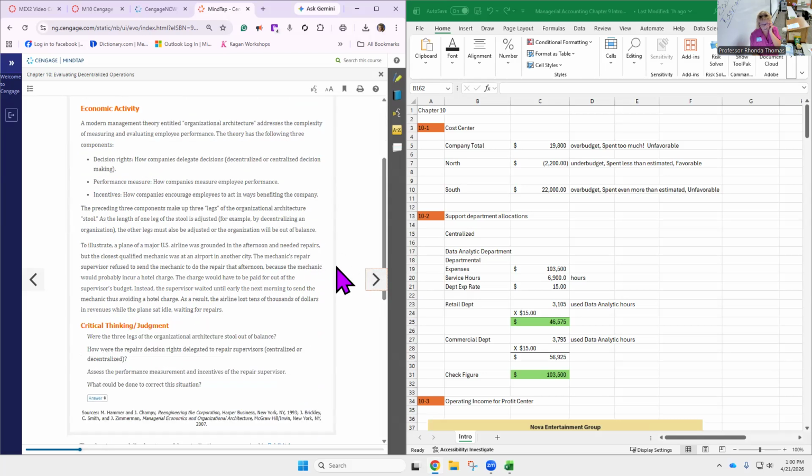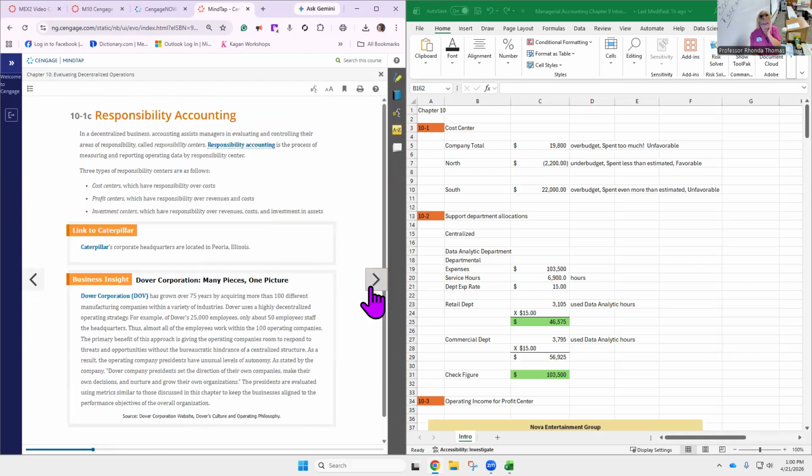And there are a couple of different ways that we can decentralize. So the first one is, let's figure out responsibility. Responsibility accounting is the process of measuring and reporting operating data by responsibility center. The 3 types of responsibility centers that we're going to look at in this chapter are cost centers, profit centers, and investment centers. Notice as we go down the list, there's more and more responsibility. Cost centers are responsible for the costs. Profit centers are responsible for both revenues and costs. And then the investment centers have the most responsibility: revenues, costs, and investments. Okay, so let's just keep that in mind.